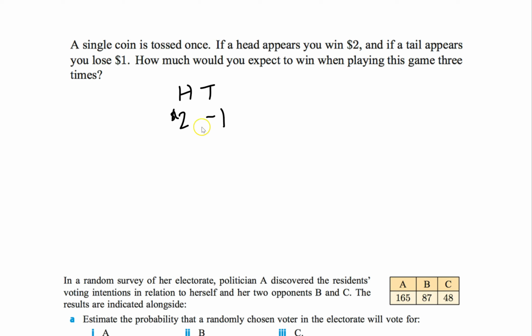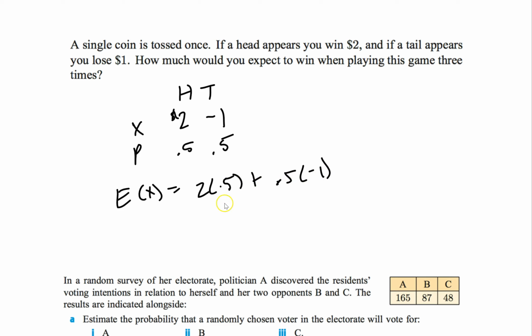So first, let's talk about one time. Right? Heads, tails. Odds of getting heads is 50%. Here's our x, here's our probability. Odds of getting tails is 50%. So the expected value of one time you're doing it, just remember, multiply and add. 2 times 0.5 plus 0.5 times -1. I get 1 minus 0.5, or 50 cents. So on average, you're supposed to win 50 cents.